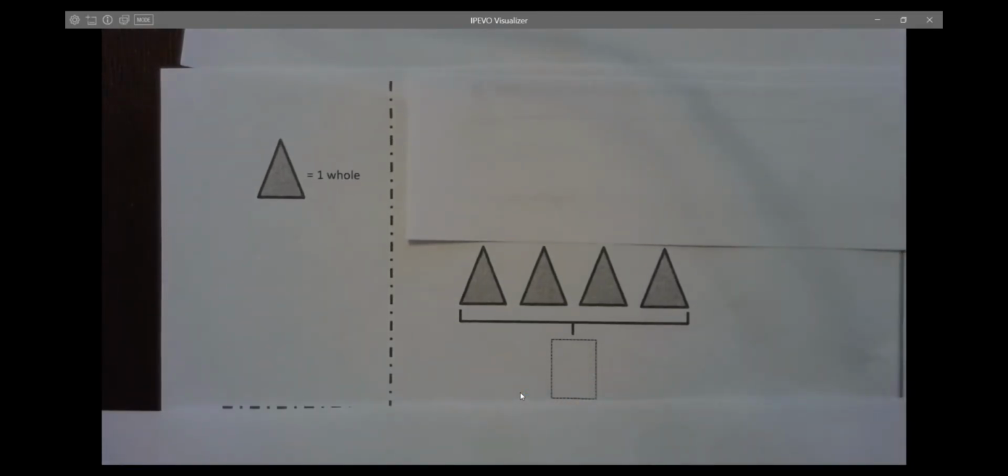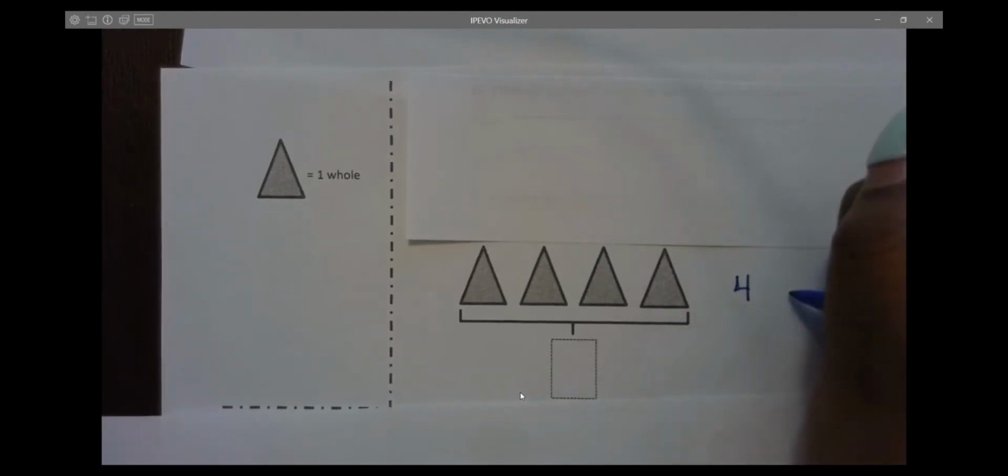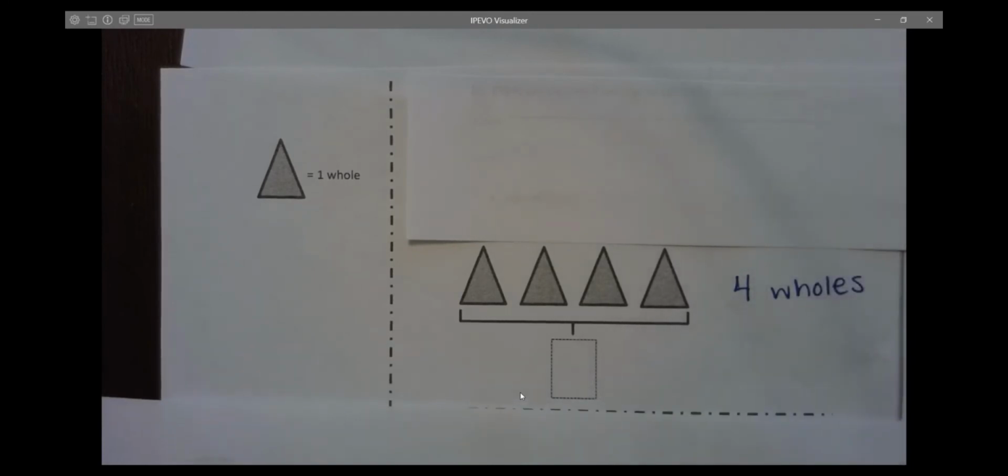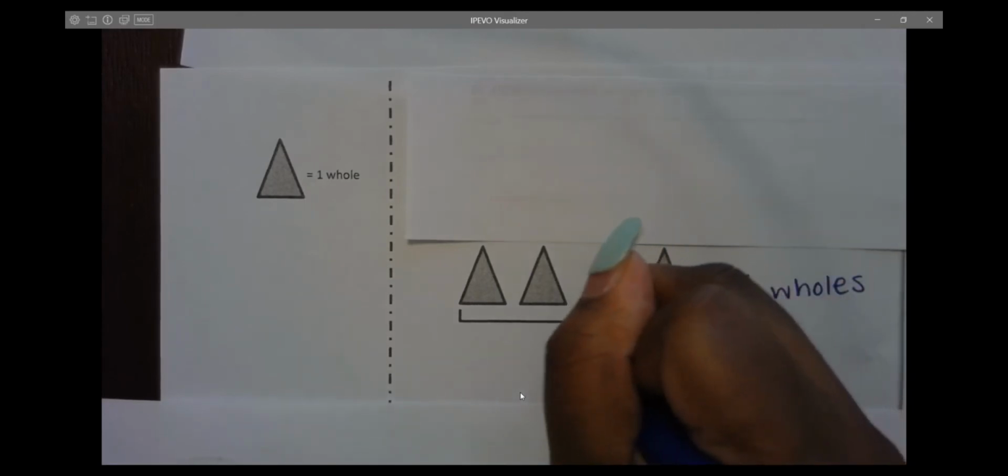How many wholes do we have in this one? We have 4 wholes total. And how many pieces are shaded? Be careful. Look at what you see. How many pieces are shaded? We have 1, 2, 3, 4 that are shaded. So there's our numerator.